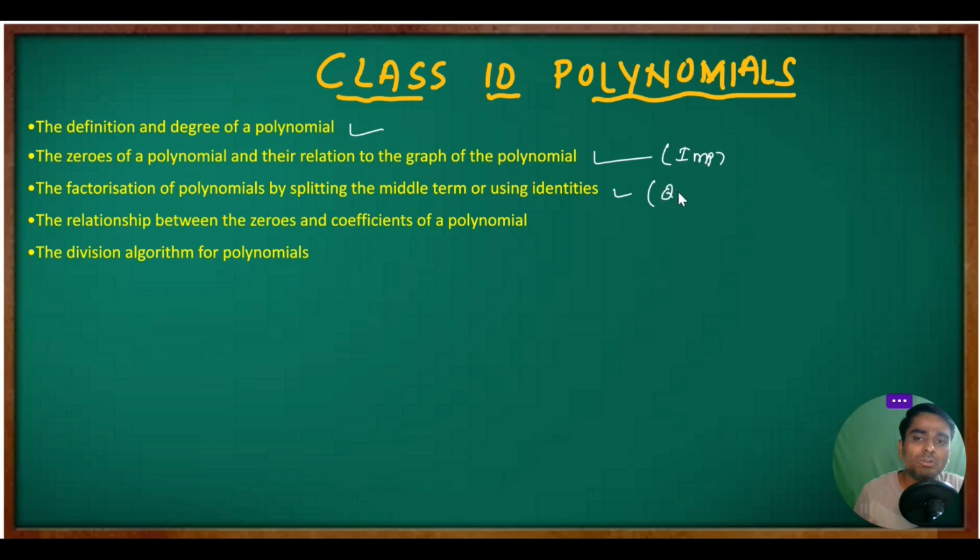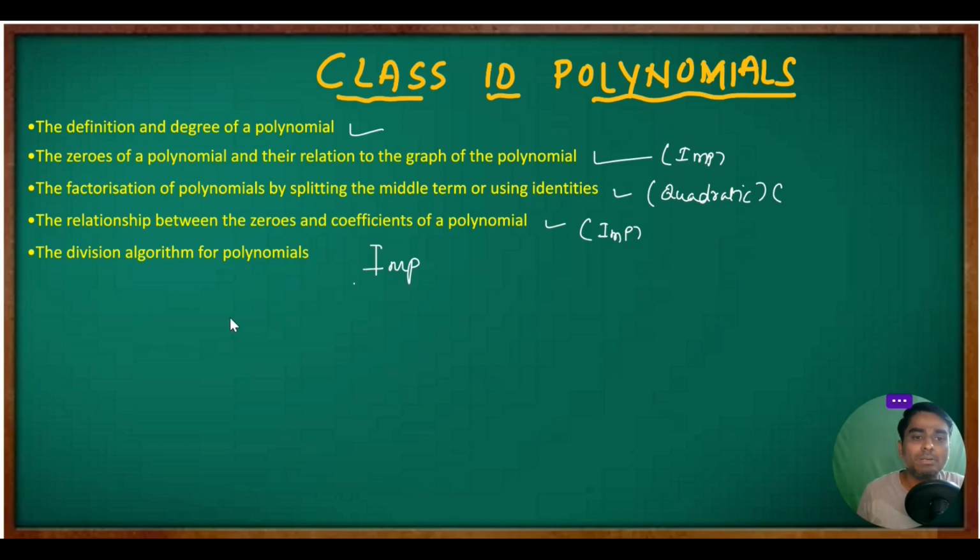So splitting the middle term and all, in the quadratic equation chapter, I have explained how we can do this. And using identities means last year we have solved using (a plus b) the whole square, (a minus b) the whole square, (x plus a) into (x plus b), those things, correct? So the fourth topic is the relation between the zeros and coefficients of a polynomial, important.